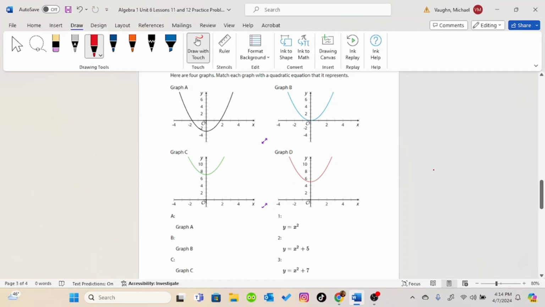Here are 4 graphs. Match each graph with a quadratic equation that it represents. So, number 1, we have a parabola with vertex at origin. That's graph B. So graph B matches number 1.